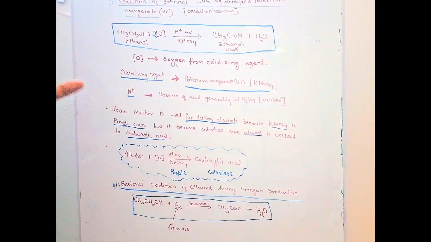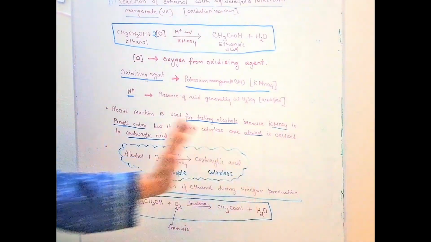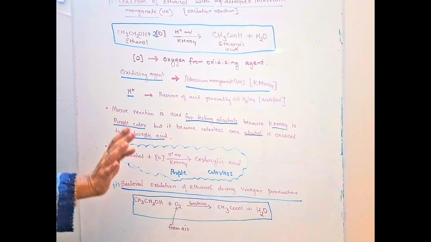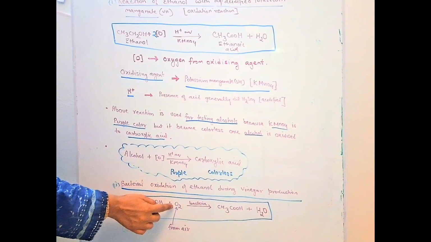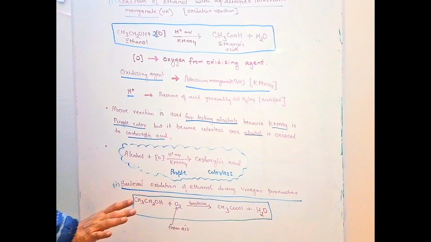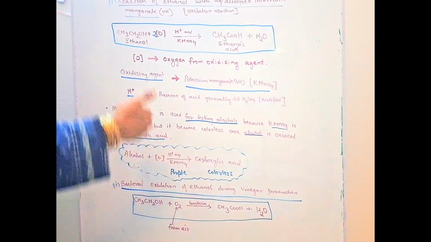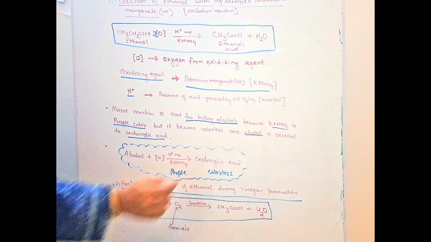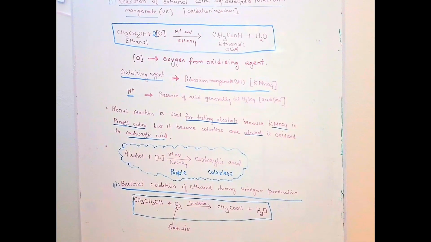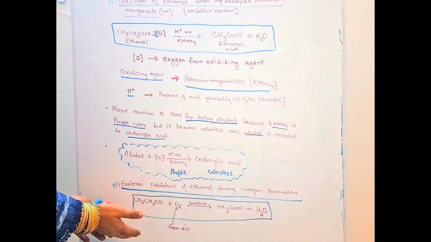Bacterial oxidation means the reaction is the same as this: ethanol reacts with oxygen and ethanoic acid and water are formed. But you see, here the oxygen is not in square brackets, which means we are getting this oxygen from the air, and the reaction rate is increased when we add bacteria to this specific reaction. This is a very simple reaction.